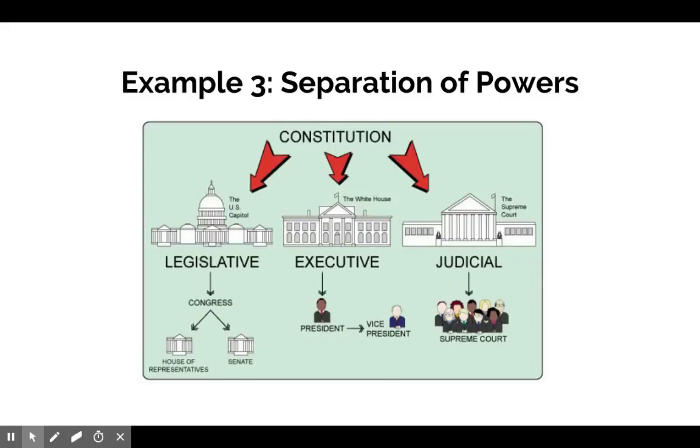Separation of powers was another major concept of this Constitution. The legislative, executive, and judicial branches all have different powers, roles, and responsibilities. They do not share powers, therefore no one has complete control of the government. And again, this is to prevent the tyranny that people felt had happened under English rule.